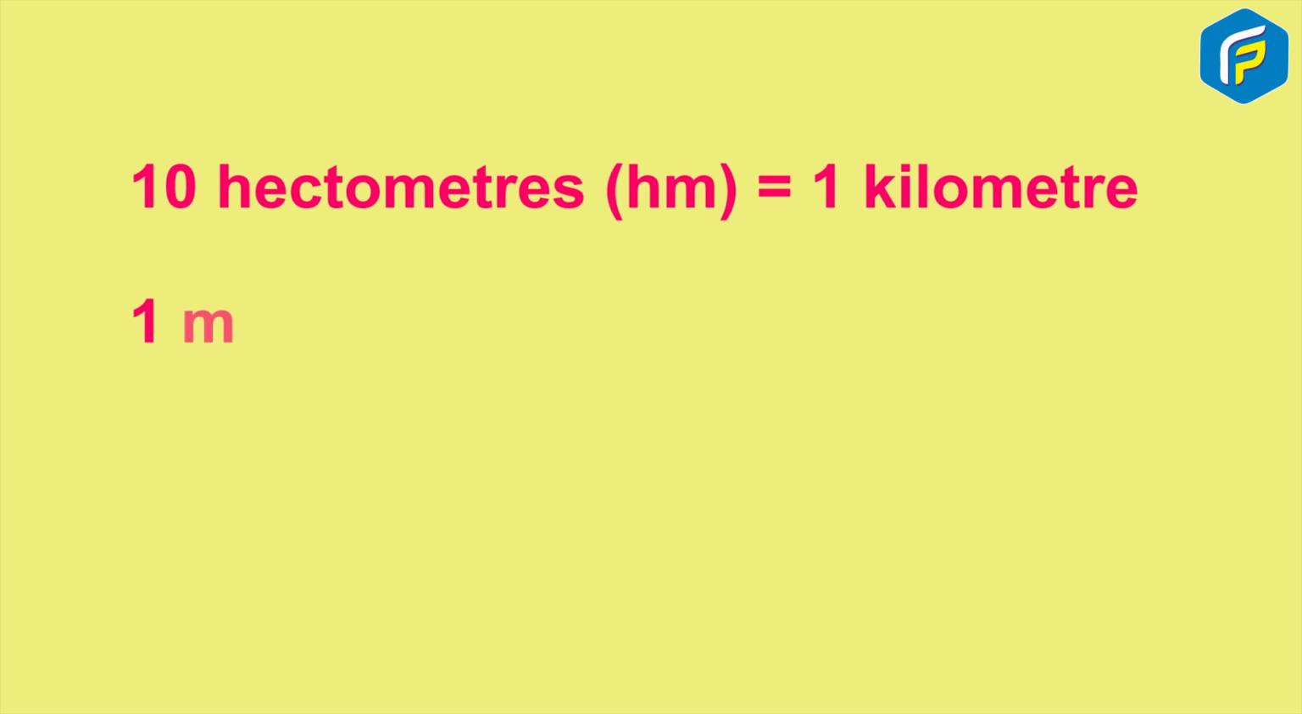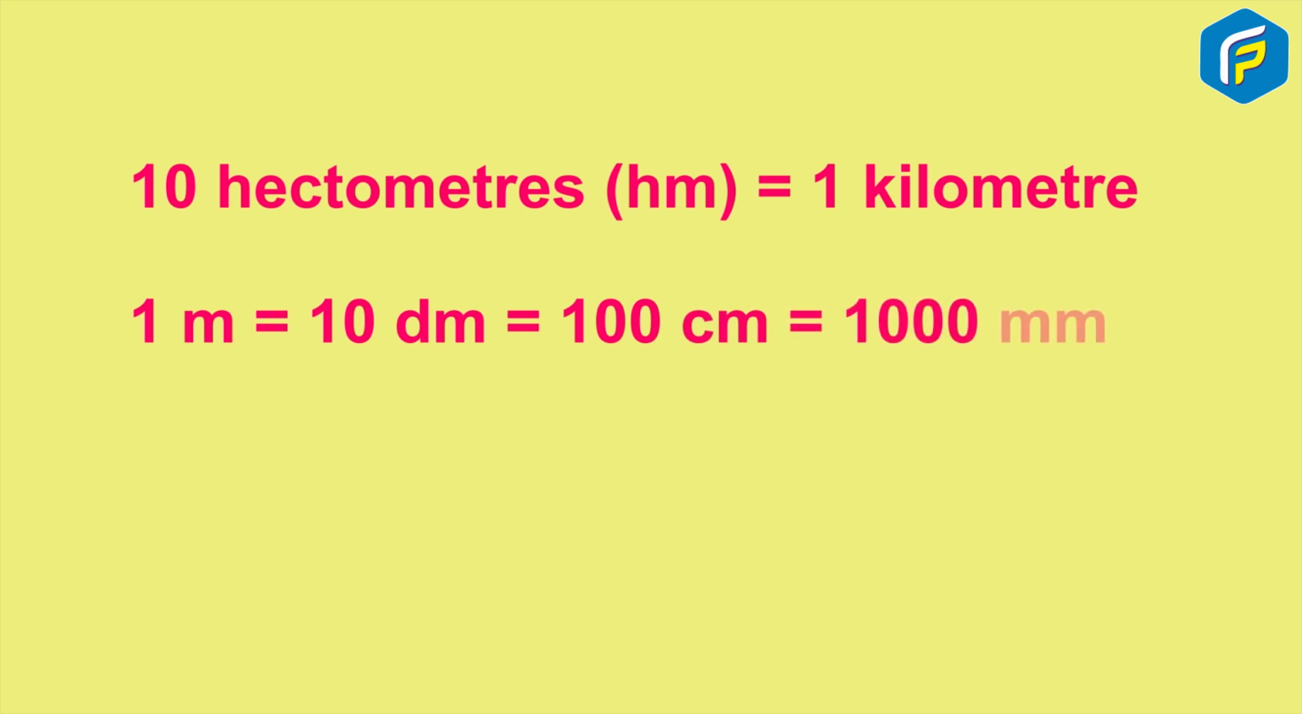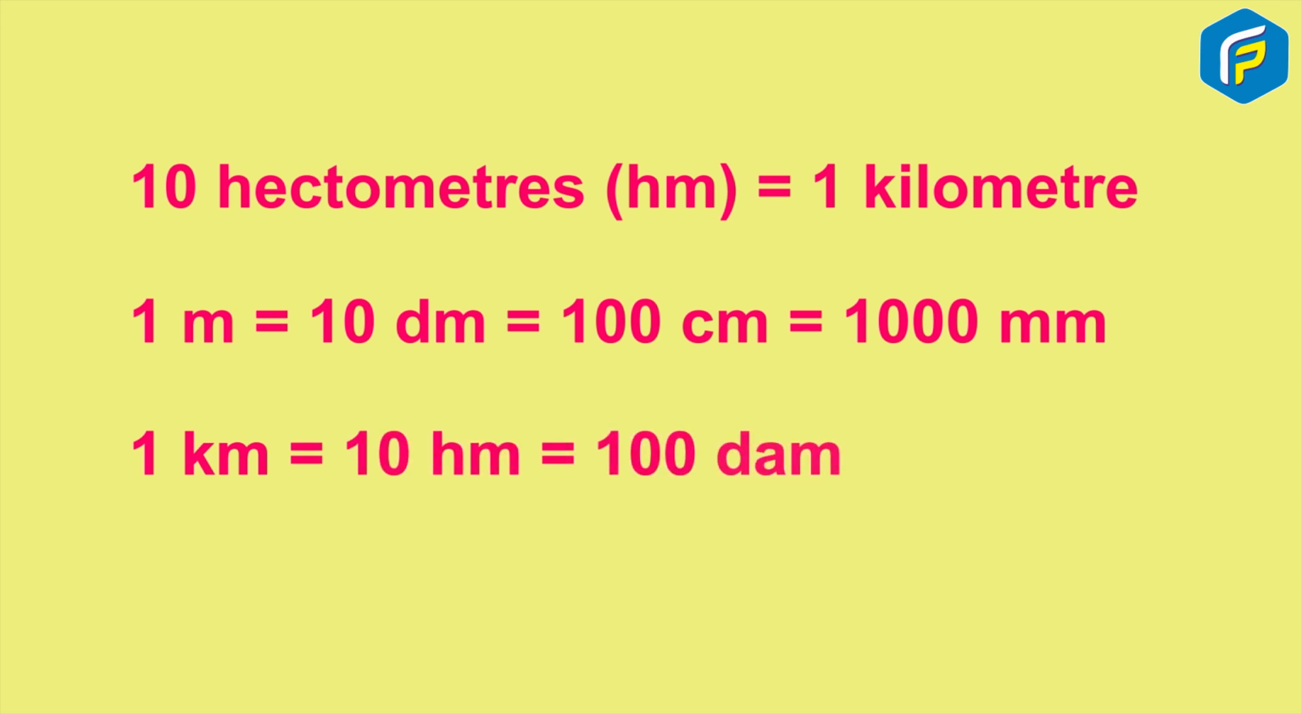1 meter is equal to 10 dm is equal to 100 cm is equal to 1000 mm. 1 kilometer is equal to 10 hm is equal to 100 dam is equal to 1000 m.